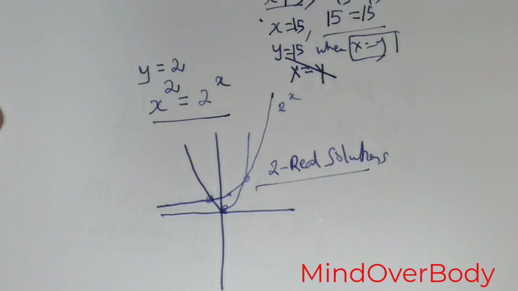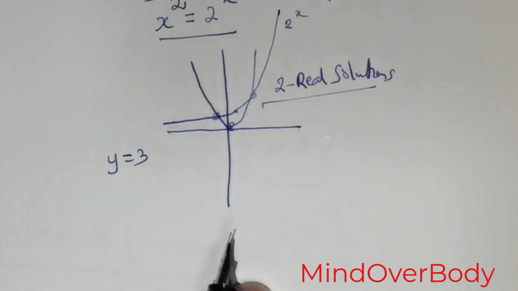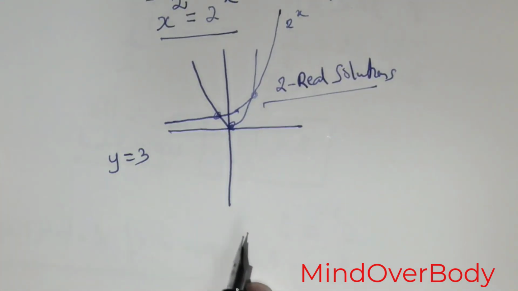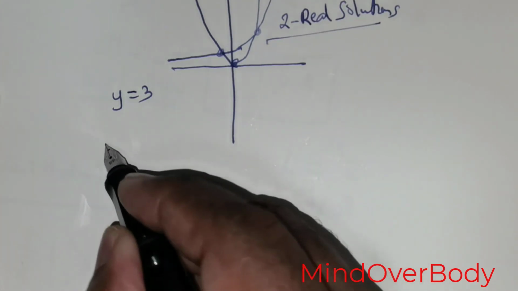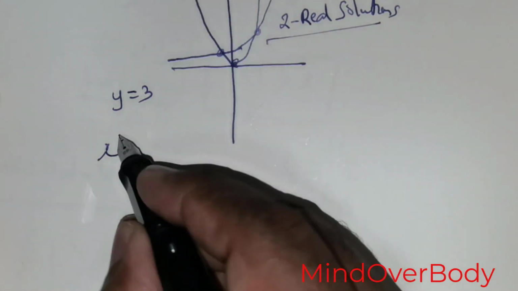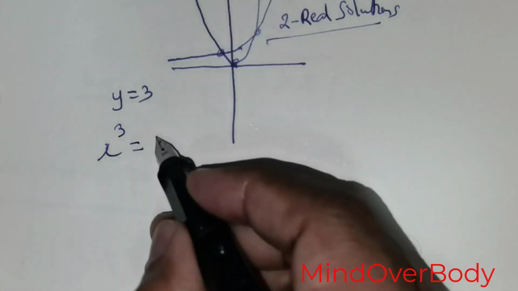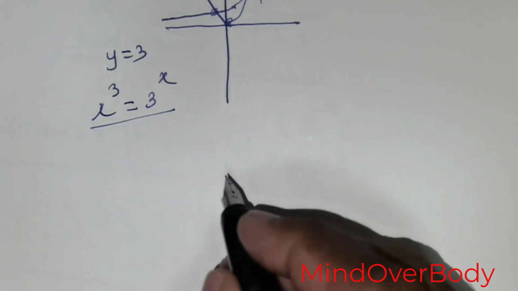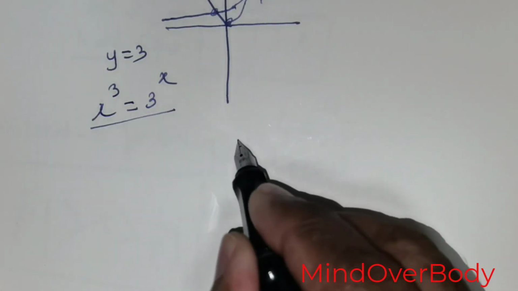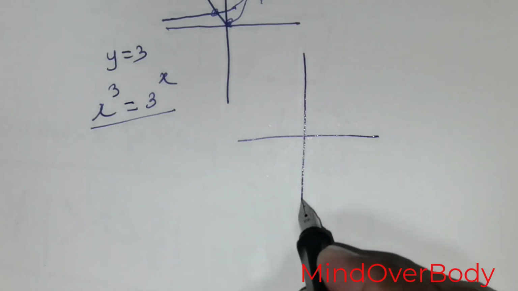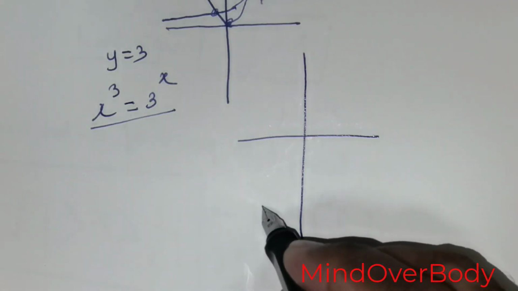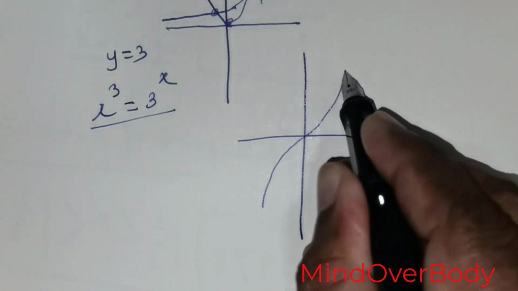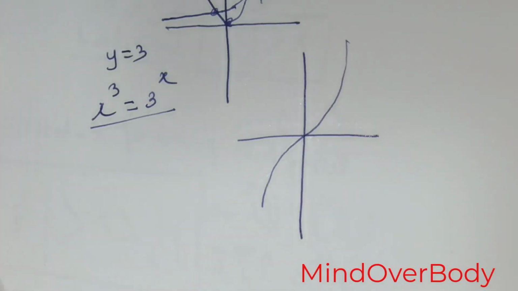Now extending a bit further, say for example if I were to take y is equal to 3, let me show you that phenomenon. In this case it's going to be x, in place of 2 I'm going to have 3, and in place of 2 it's going to be 3 raised to the power x. So this is what I've got. Now if I were to draw the graph of x cubed, let me show you that. The graph would flow something in this fashion.